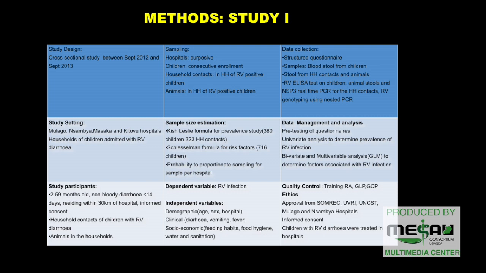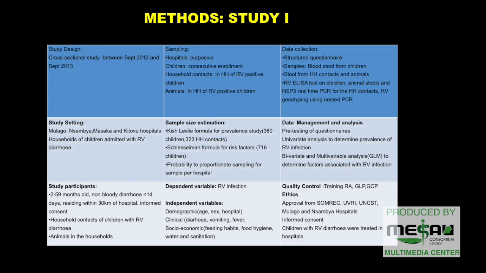in those households. To determine the sample size for the prevalence studies, the prevalence of rotavirus in the household contacts and the children, we used the Kish-Leslie formula, and then we used the Cochran formula to get the sample size for the risk factors which we studied in the children. And for the sample size in the hospitals, to find out how many to recruit from each hospital, we used probability sampling, using the prevalence of rotavirus diarrheas which were reported in 2011.